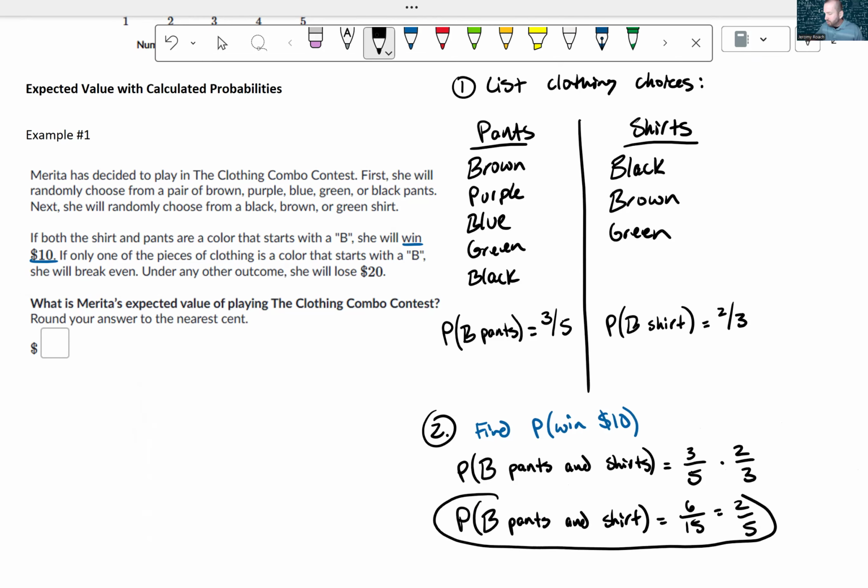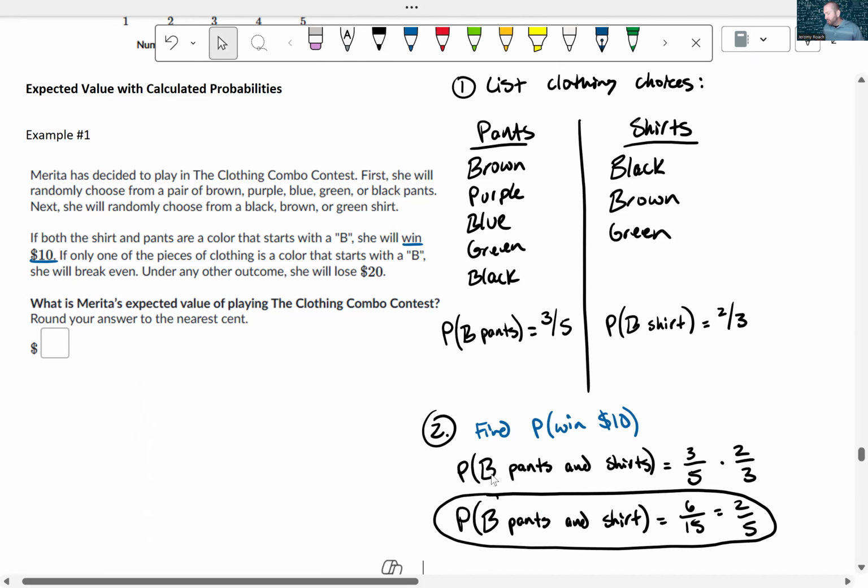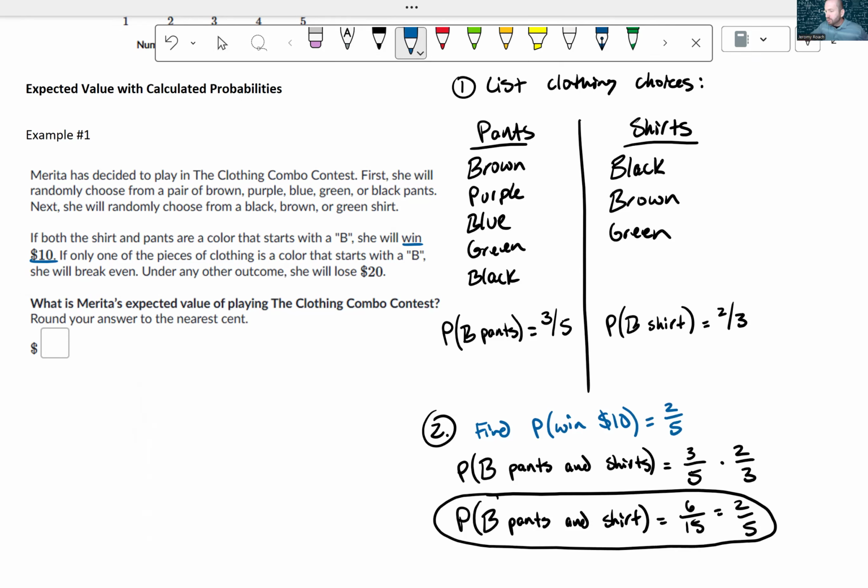I'm just going to hang on to that answer. I'm going to circle it for later. So that's the probability that she wins $10, which is the same thing as the probability of pants and shirts starting with the letter B. Those mean the same thing. So actually, let me just write this at the top here, just so we are clear that that is the same. Those both equal 2/5.